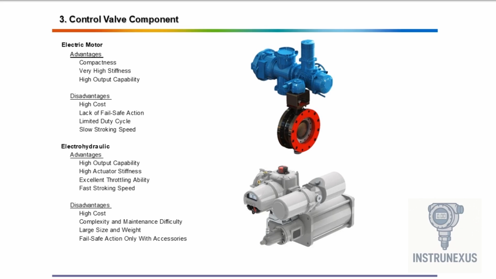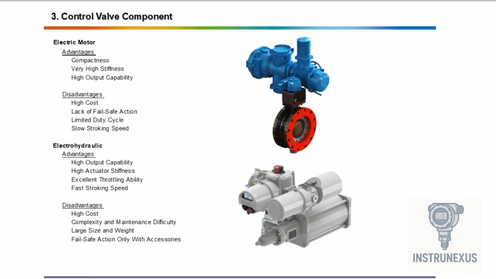Disadvantages. However, these benefits come at a higher cost compared to pneumatic or simpler systems. Another key limitation is the lack of inherent fail-safe action. Without a power source or additional battery backup, they can't automatically revert to a safe position. Electric actuators often have a limited duty cycle, meaning they're not suitable for constant operation without overheating. And finally, stroking speed tends to be slower than pneumatic or hydraulic systems, which can be a drawback in fast-acting applications.